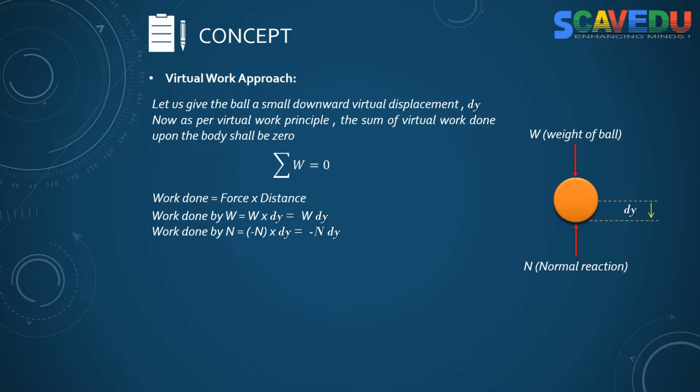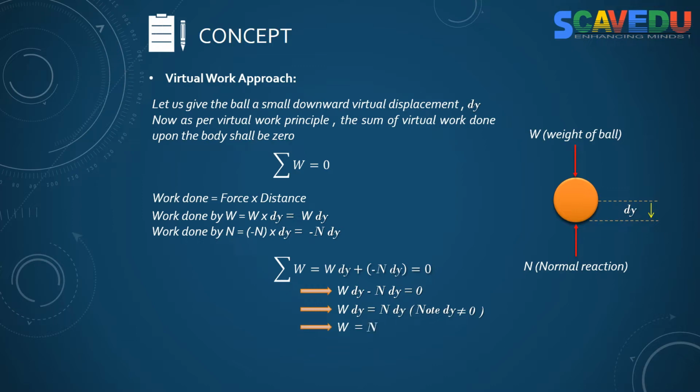Now by virtual work principle, we know that the total work done by all these forces shall be equal to 0. Simply W dy plus minus of N dy shall be equal to 0, and you get W dy minus N dy is equal to 0, and solving this you get W equal to N. Now you can see that using the virtual work approach we got the same answer as our normal approach, as well as what we initially assumed by common sense, that W is equal to N.